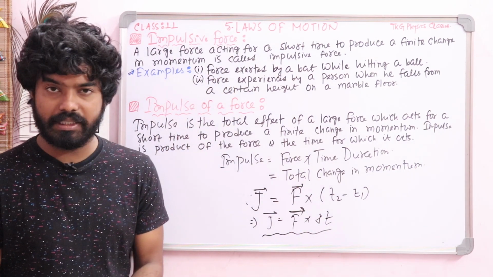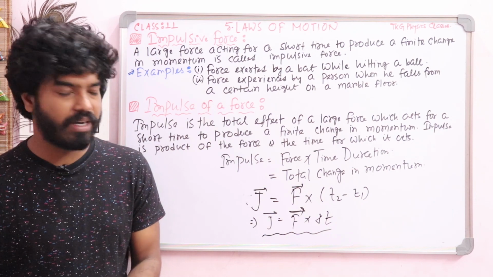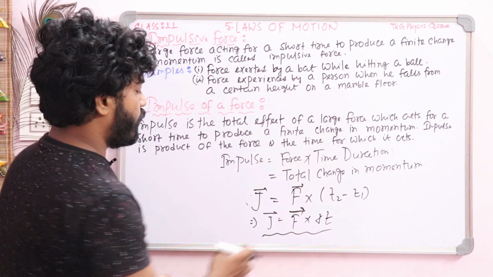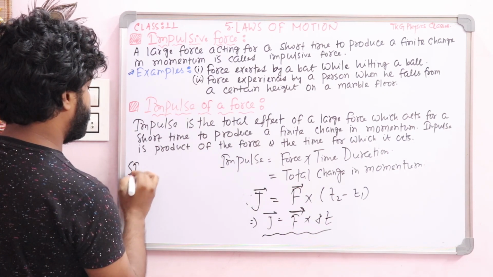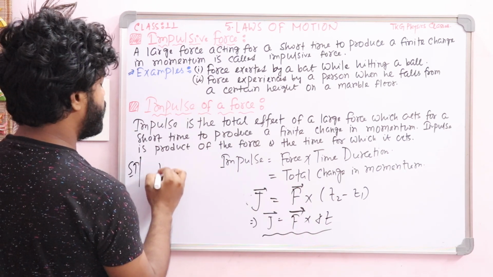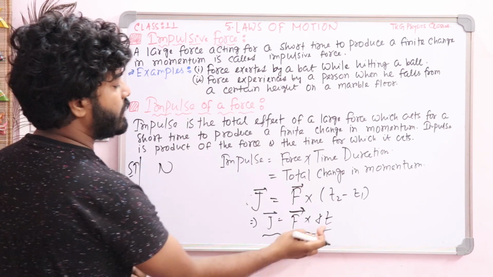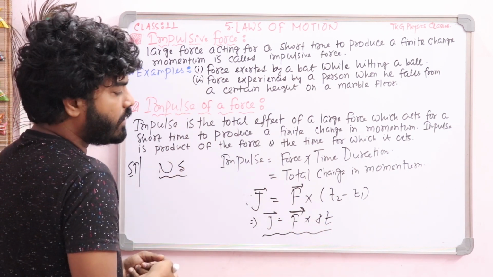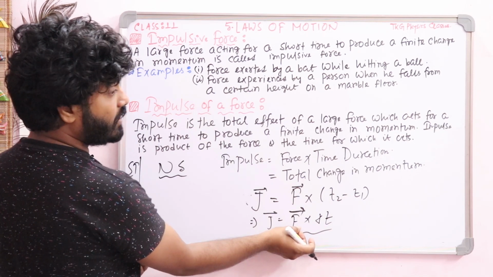Now what is the unit and dimension of impulse? You can easily find it with the help of this formula. For the SI unit, write it: force SI unit is Newton, and time SI unit is second. So Newton second, you can write Newton second.